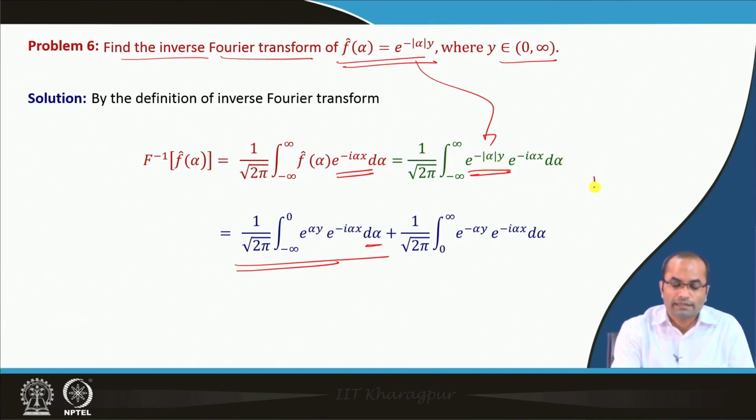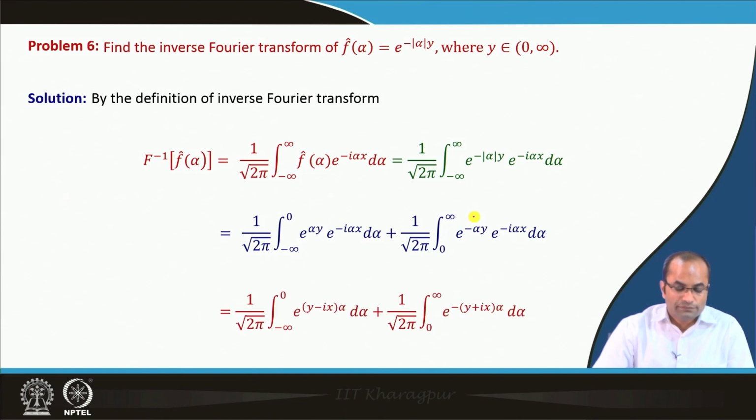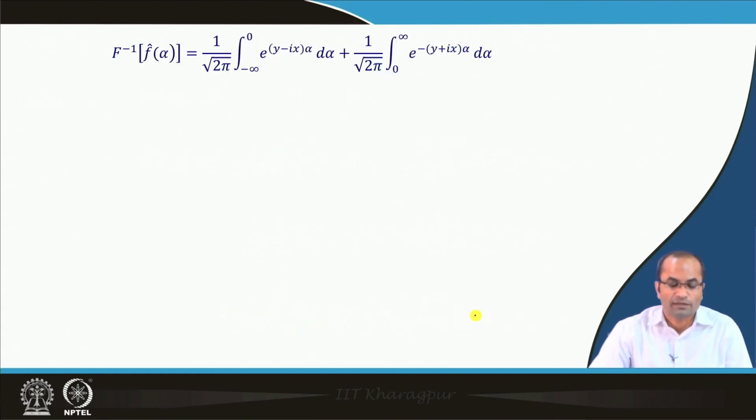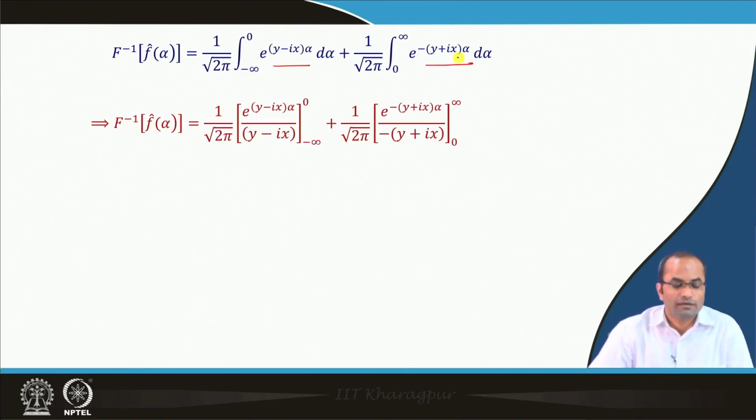Because again this absolute value of alpha is there, that will be minus alpha in this range here. That is already incorporated, and in the positive range this absolute value of alpha will be just alpha. With this definition now we can club the two, because these are exponential functions. So, we have clubbed y minus I x and then y plus I x, and each of them can be integrated with respect to alpha easily.